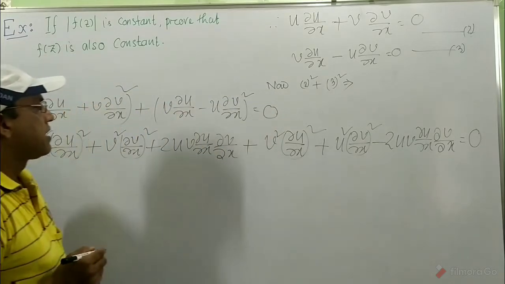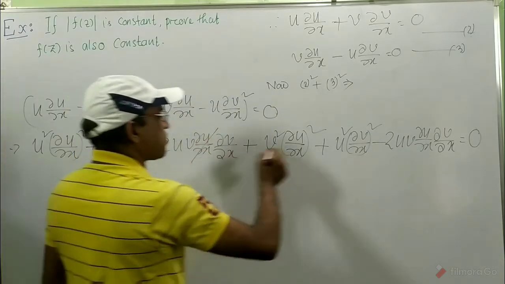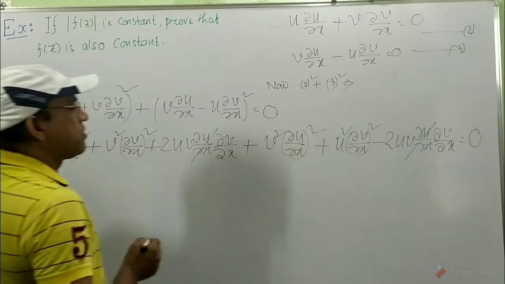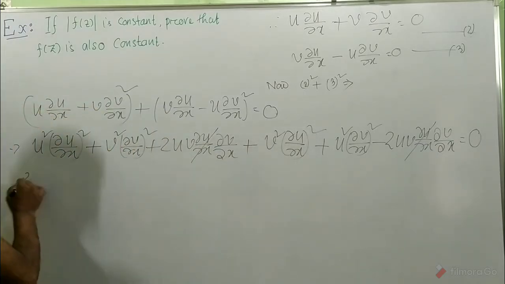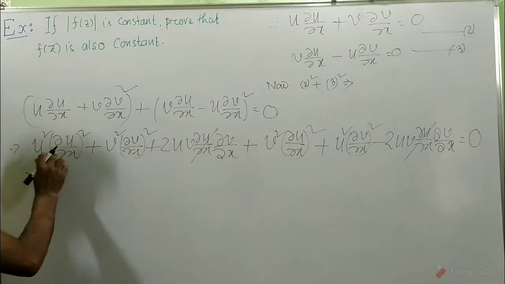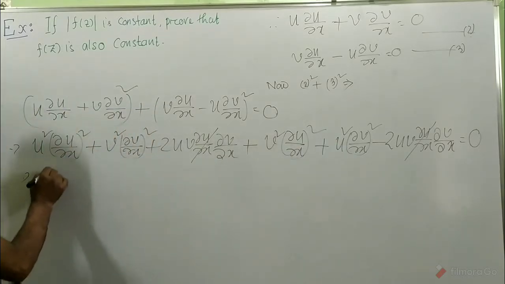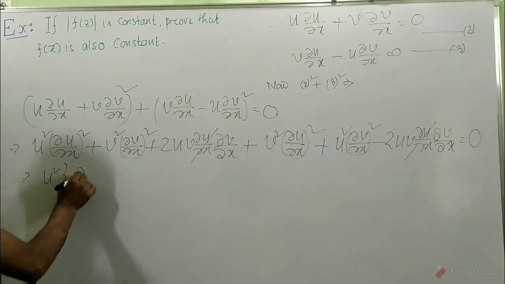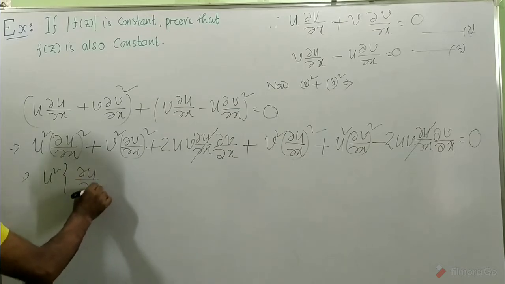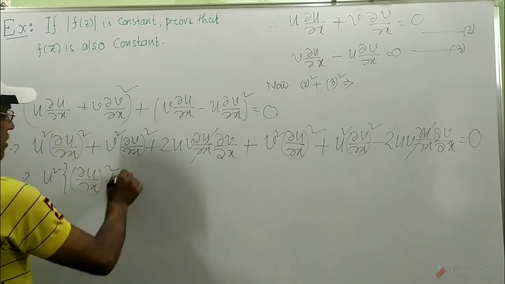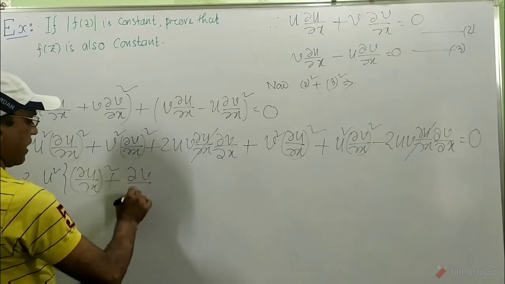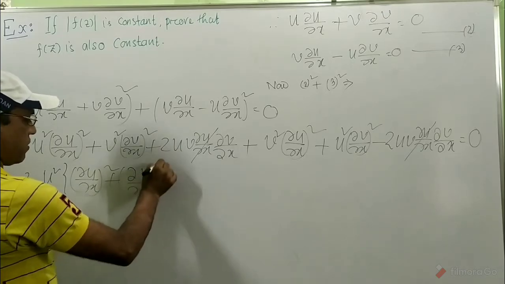Now these two are like terms, so this will be cancelled. Now from the remaining terms, taking u square common, we get (del u by del x) whole square plus (del v by del x) whole square.